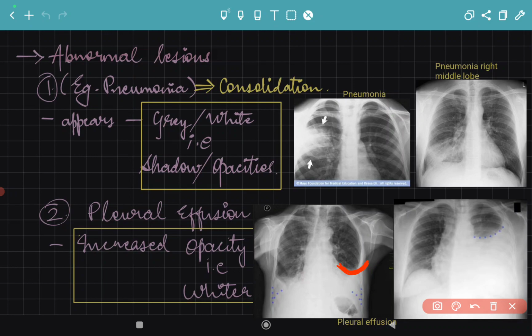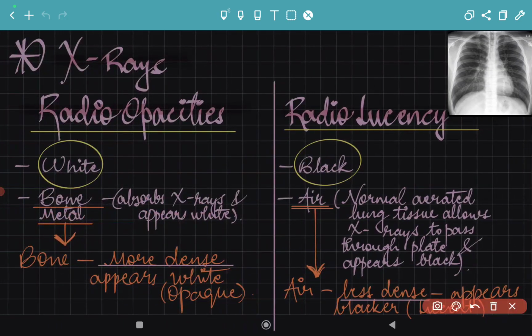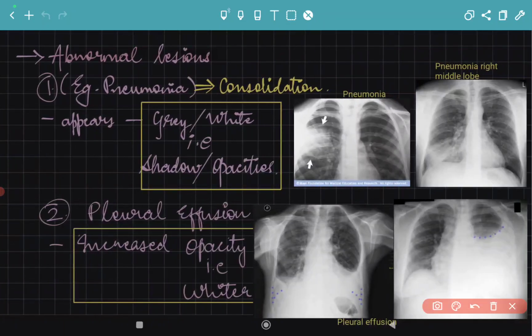Another thing is that there is obliteration of those costophrenic angles. So in normal chest X-ray we can see those costophrenic angles are sharply pointed. This is normal chest X-ray. We can appreciate the costophrenic angles very clearly over here because of the radiolucency. But now, as we saw in pleural effusion, there is opacity clearly seen, and that's why those costophrenic angles are obliterated. Can be seen on both of these chest X-rays.